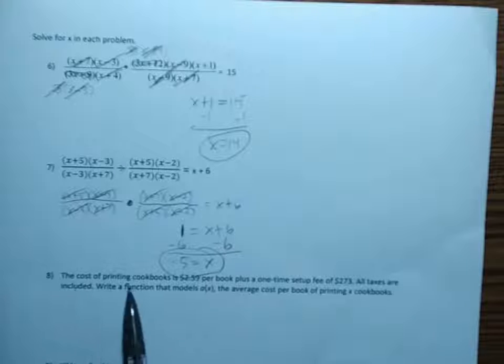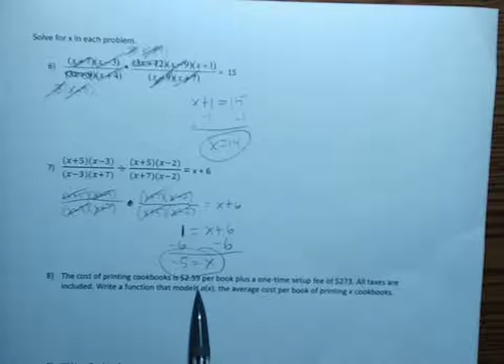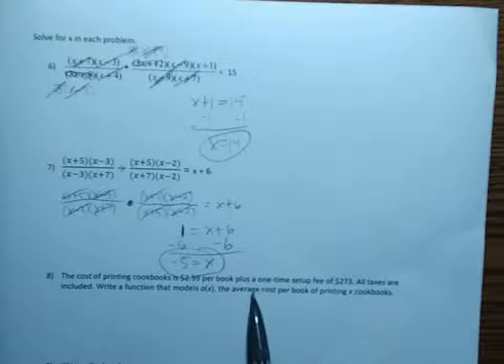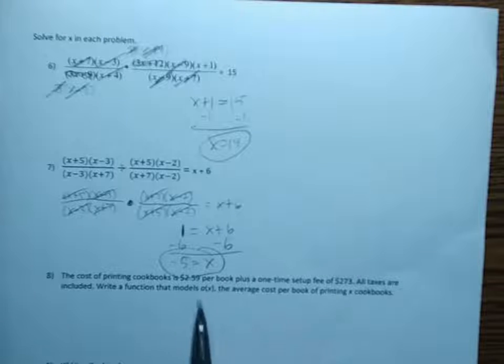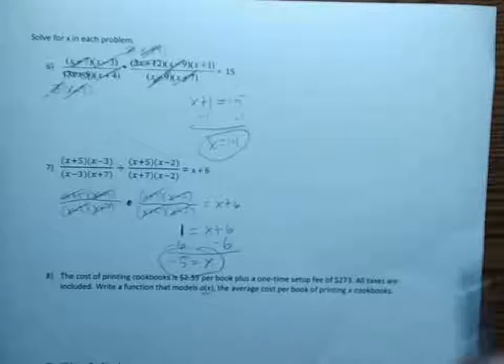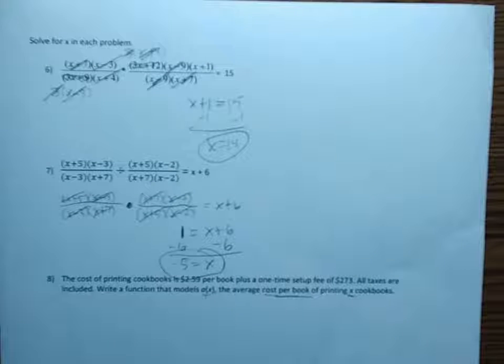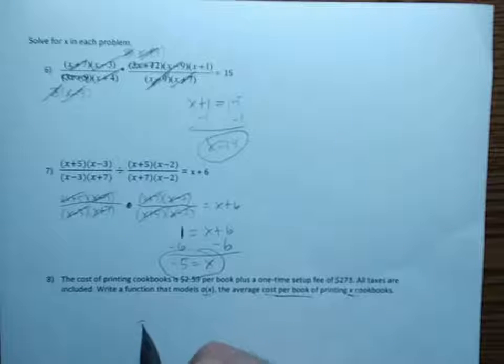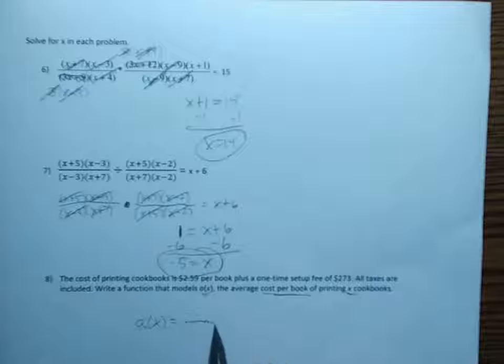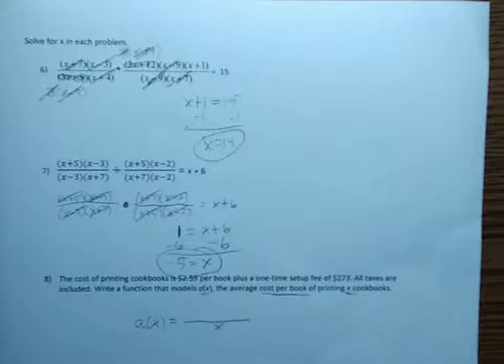Number 8 says the cost of printing cookbooks is $2.59 per book, plus a one-time setup fee of $273. All taxes are included. Write a function that models A of X, the average cost per book of printing X books. So this is a cost per unit situation. We're going to put A of X on the one side here instead of Y. And we know with cost per unit, we're always going to just divide by X. And then the question is what goes on top.